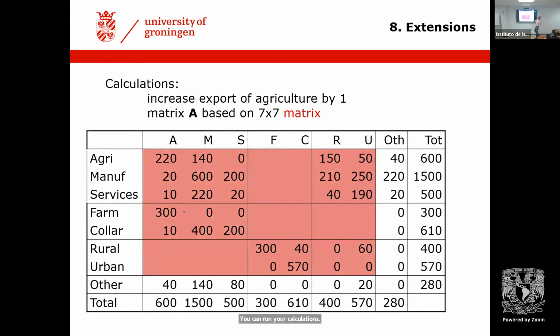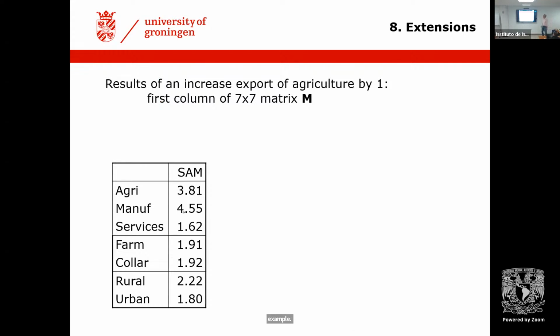Now, instead of a simple 3x3 A matrix, we now have this part as a 7x7 sort of A matrix, and we only have the exports in this example exogenous. A very simple exercise: increase the export of agriculture by 1, then the first column of the matrix M gives the results. So these are the increases in production in agriculture, manufacturing, services, extra earnings by farm workers, blue-collar workers, extra income by rural and urban households.